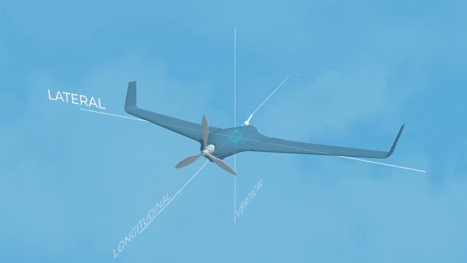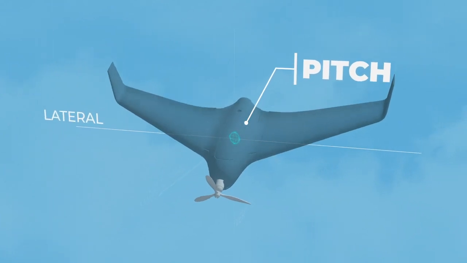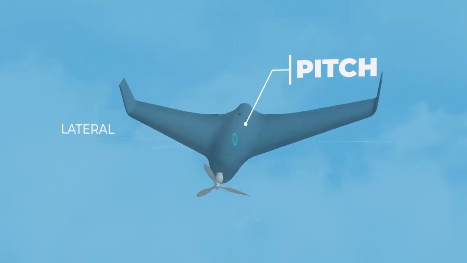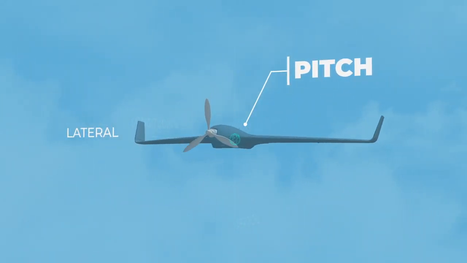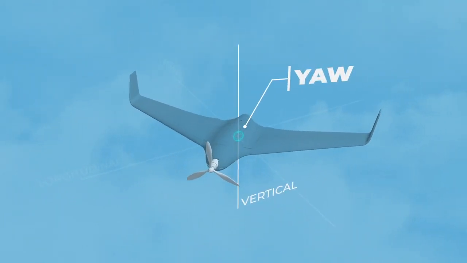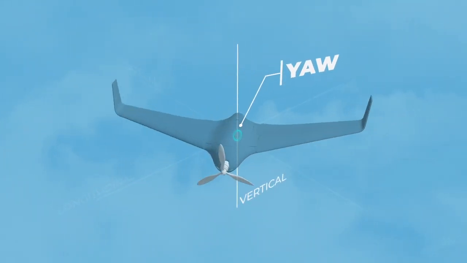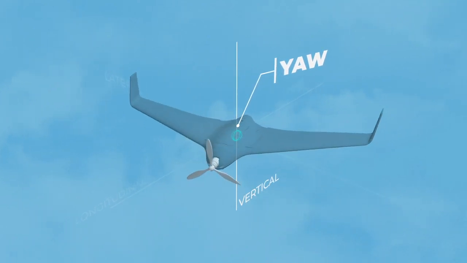Rotation around the lateral axis is called pitch. This movement changes the vertical direction of the drone's nose. Rotation around the vertical axis is called yaw. This movement causes the nose of the drone to move left or right.